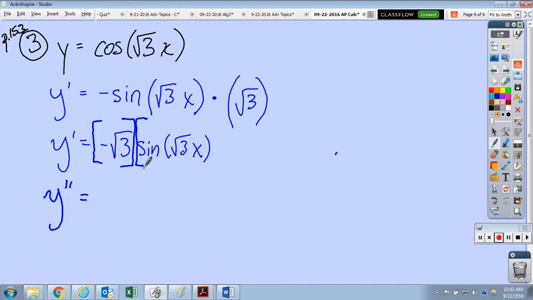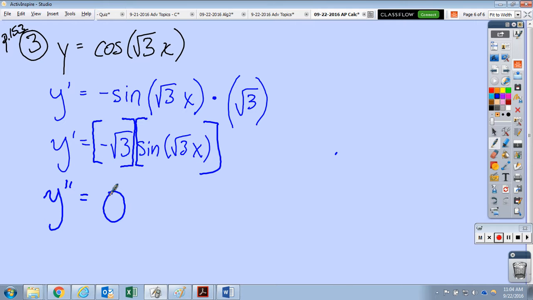times this guy. The big picture here is negative square root of 3 times the sine of something. These are the two factors of your product. So product rule, and this is one of those things in calculus you just have to memorize. For product rule, you take the derivative of the first factor times the second factor, plus the first factor times the derivative of the second factor.